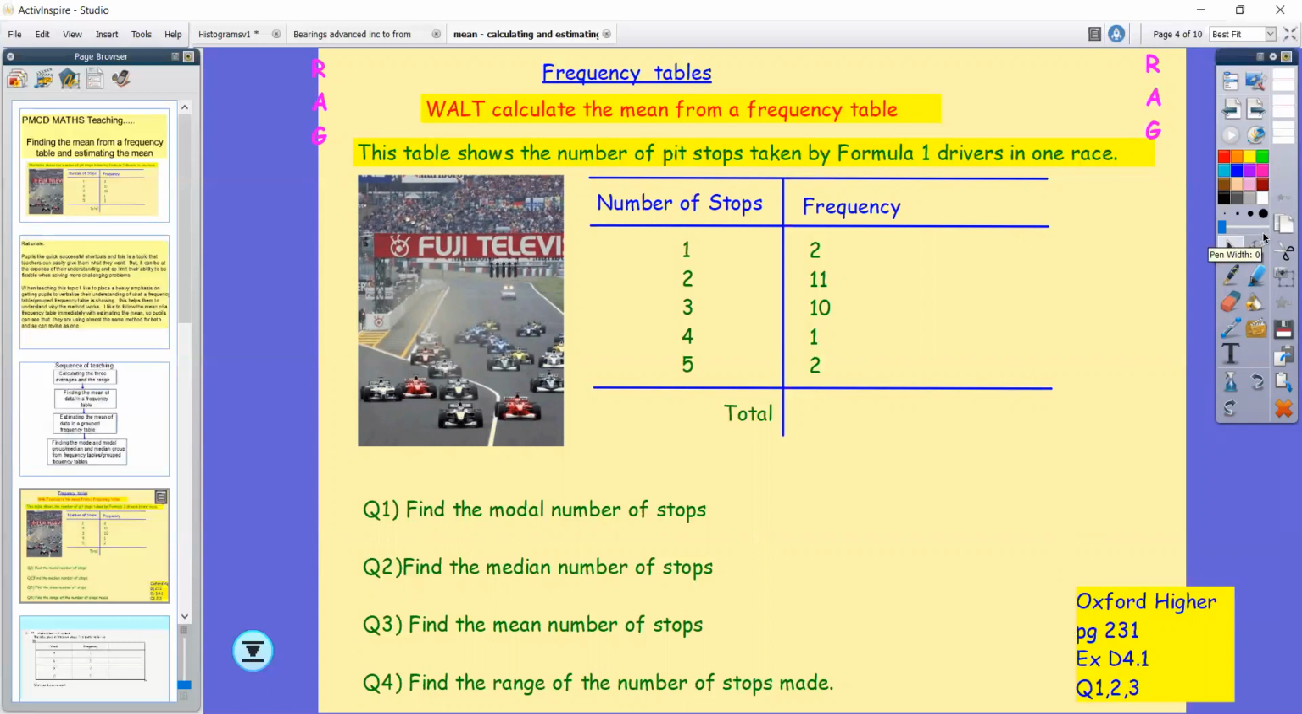Okay, so how do we find the mean of this frequency table? Now, as I said, what I would call practice for students is that all they do is say, oh yeah, 1 times 2 is 2. 2 times 11 is 22. 3 times 10 is 30. 4 times 1 is 4. 5 times 2 is 10. Okay, and they can do it. And you could be thinking, oh, they know what they're doing with this. You seem to have sussed this straight away.